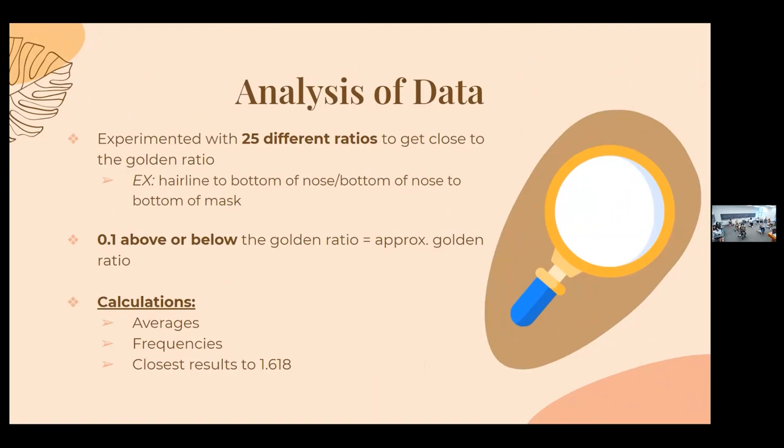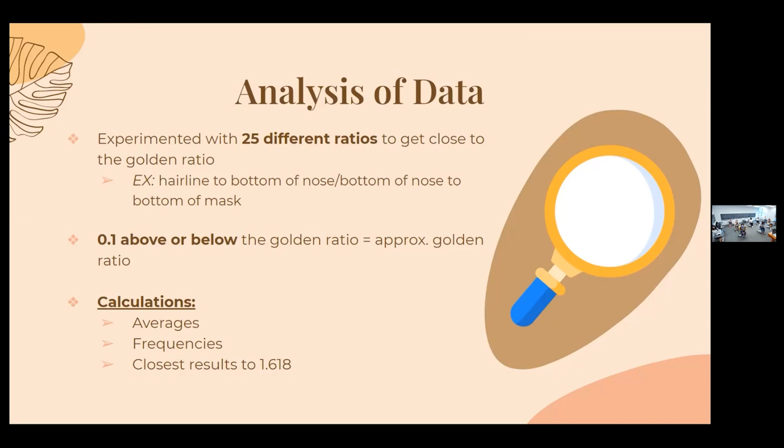So then we started to analyze our data. We took all of our measurements and put them into a big spreadsheet and started experimenting with a lot of ratios. In total, we experimented with over 25 different ratios to get close to the golden ratio. An example of a ratio we tested was from the hairline to the bottom of the nose divided by the bottom of the nose to the bottom of the mask. And to account for human error, since not all of our participants were artists, we deemed that 0.1 above or below the golden ratio would be approximate to the golden ratio.